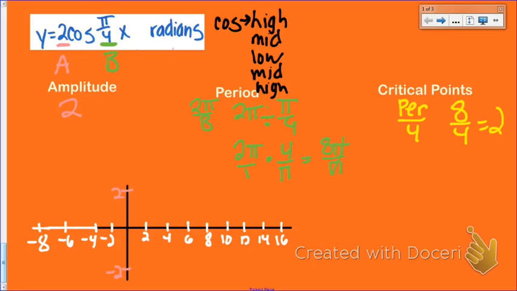Now I'm actually going to graph my function. So at 0, I'm going to start, because it's cosine, I'll have a high point, mid, low, mid, high, and I'm going to continue to follow that pattern. And if I want to continue the other direction, it would look the same way. I would just keep plotting those points.